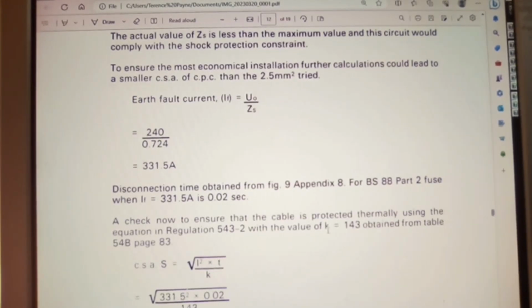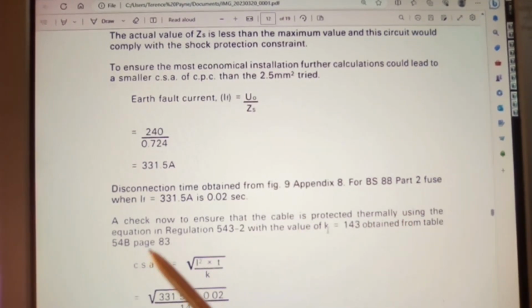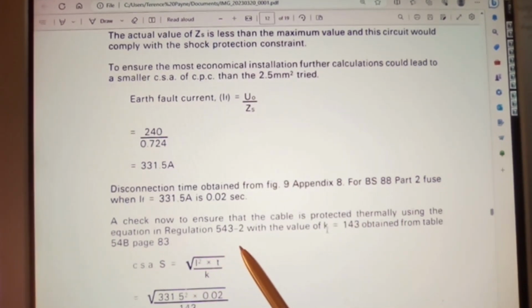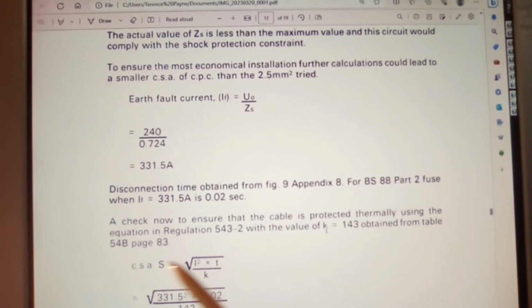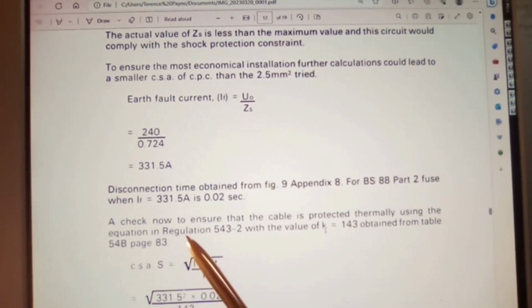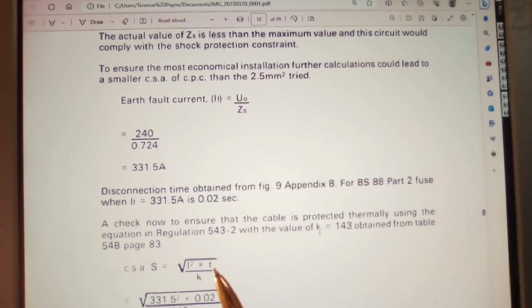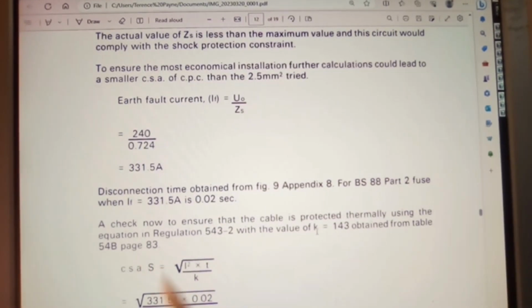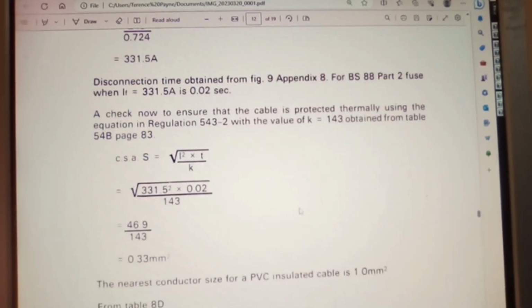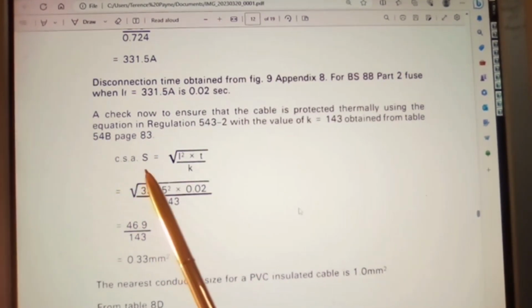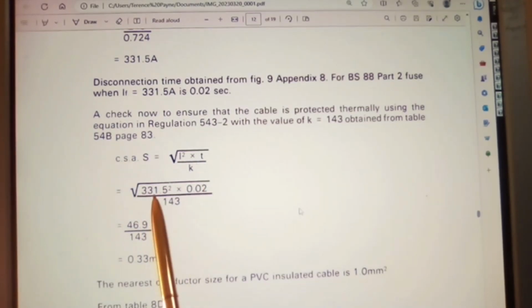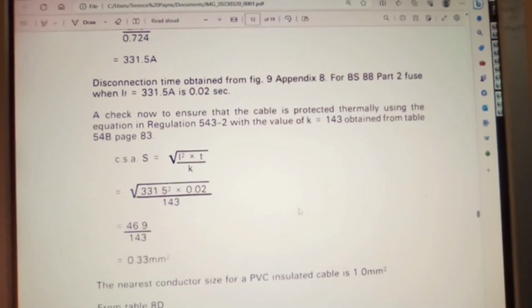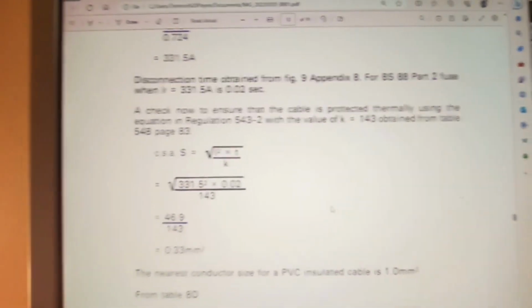A check now to ensure that the cable is protected, formally using the equation in regulation 543-2 with the value of K equals 143 obtained from table 54B. Now again, confirm your tables are functional in regards to finding K. And cross-sectional area S equals the square root of I squared times t over K. Make sure you write these out so you can familiarize yourself with them fully.